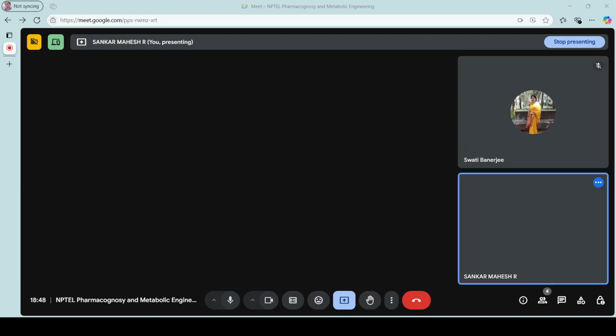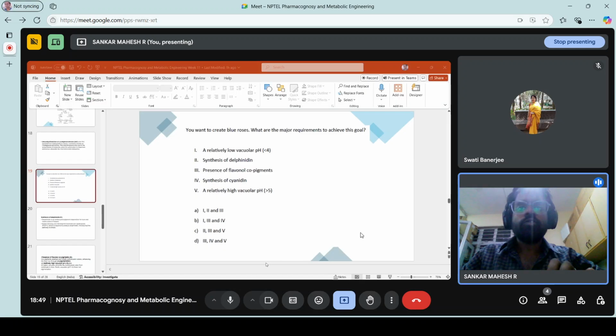We'll go to the next question. You want to create blue roses. What are the major requirements to achieve this goal? One, relatively low vacuolar pH, synthesis of delphinidin, presence of flavonol co-pigments, synthesis of cyanidin, a relatively high vacuolar pH. So think about what is specifically needed for getting blue pigment and which of these among the given compounds have blue pigments, and with that we'll go to the answer.